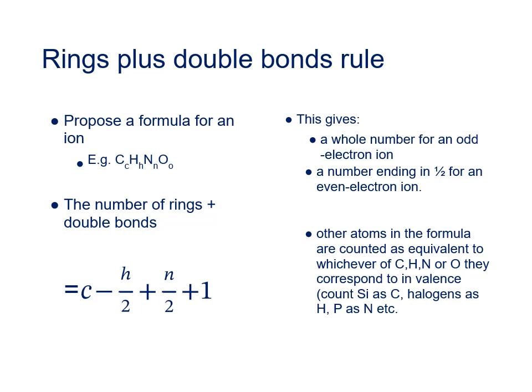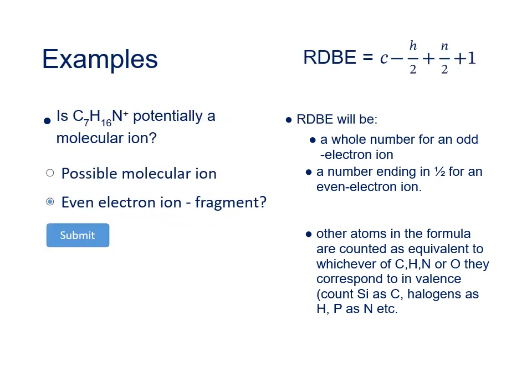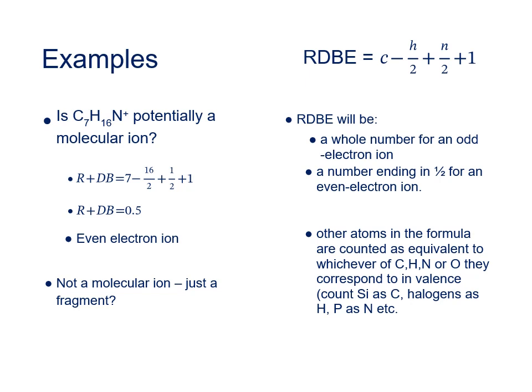Let's try some example calculations. So you try. Using the rings plus double bonds rule, is an ion assigned with the formula C7H16N possibly a molecular ion? With 7 carbons, 16 hydrogens, and 1 nitrogen, that gives a rings plus double bonds number of 0.5, implying that this is an even electron species, so it can't be a molecular ion.